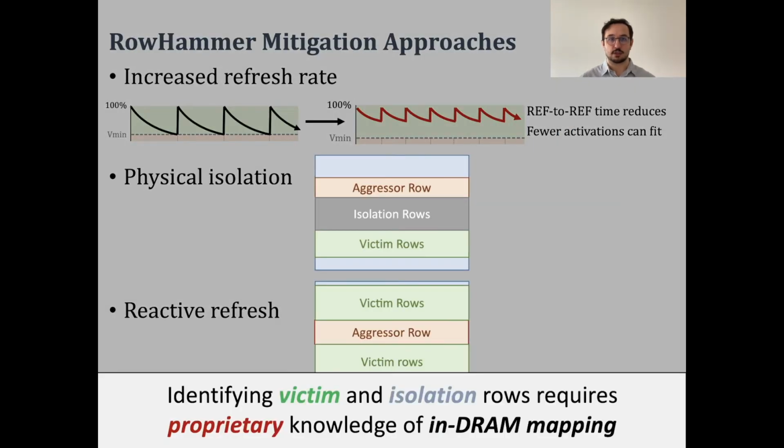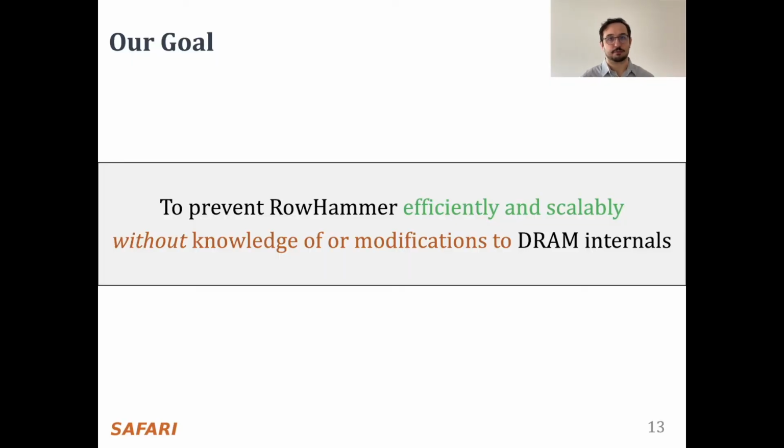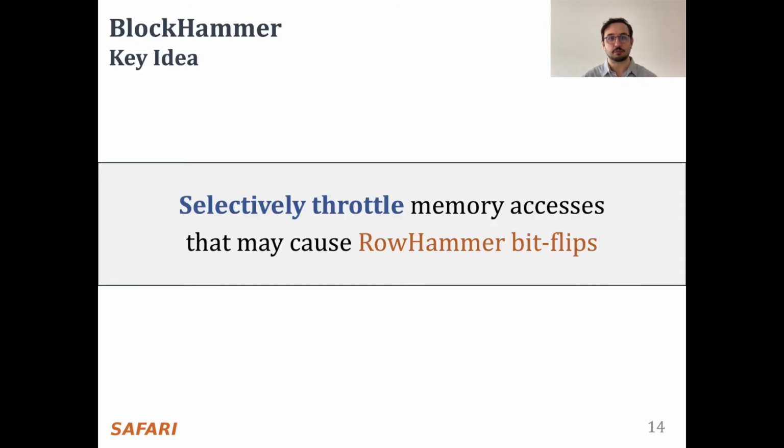Unfortunately, physical isolation and reactive refresh need this proprietary information to identify which rows to isolate or refresh. To address scalability and compatibility challenges, our goal in this paper is to prevent RowHammer efficiently and scalably without knowledge of or modifications to DRAM internals.